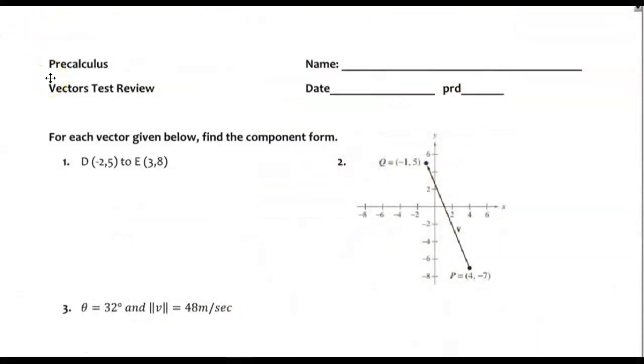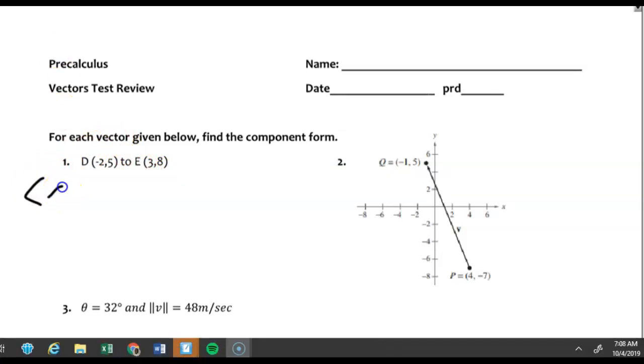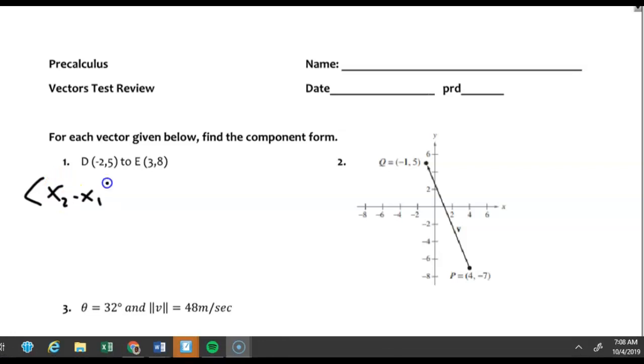So here we go. We have this first problem here. It says, for each vector given below, find a component form for it. The thing I want you to first pay attention to is, those are points. That is a coordinate point D and a coordinate point E. So we take the coordinate points and we're going to use this rule right here: x2 minus x1, comma, y2 minus y1. That will give us our vector in component form.